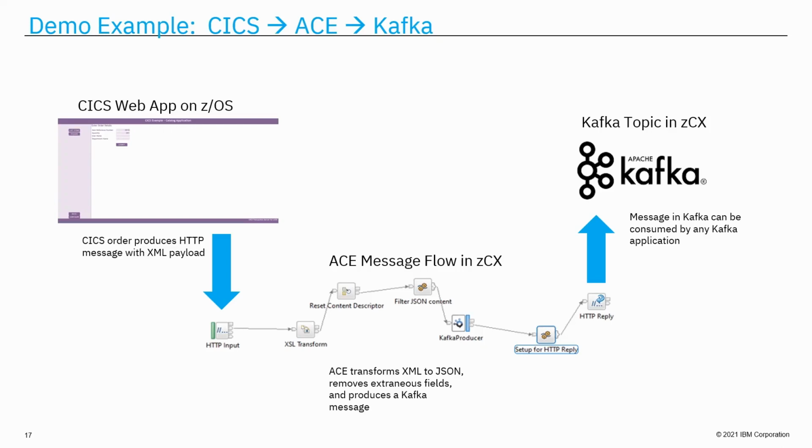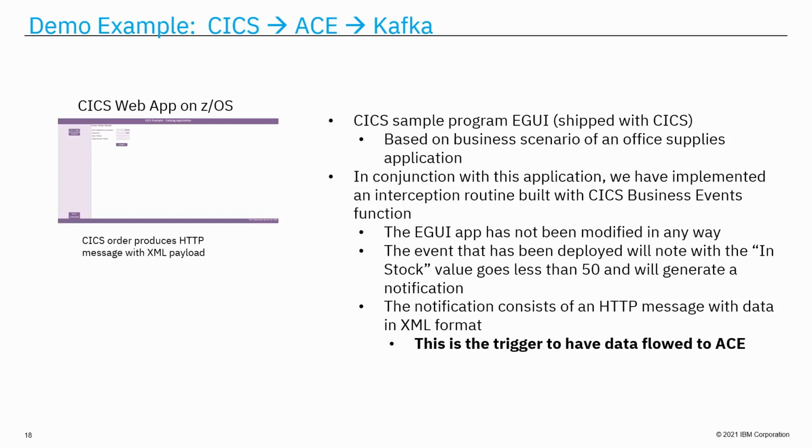So we're just going to take a little bit of a lower level view of this one scenario just to show you how you would actually make this happen. So first, let's talk about the CICS web application that's on zOS. Okay, so in this example we're using the CICS sample program called eGUI, which is shipped by CICS.